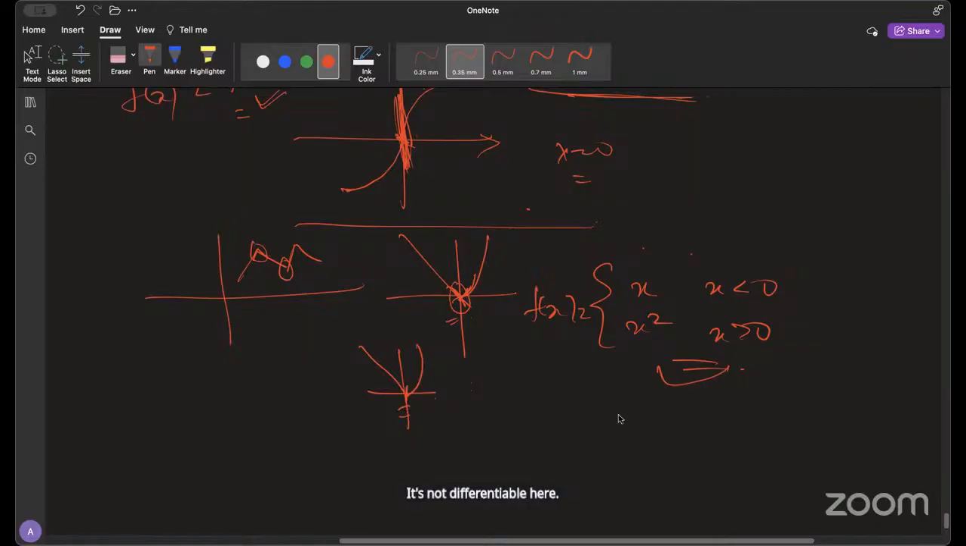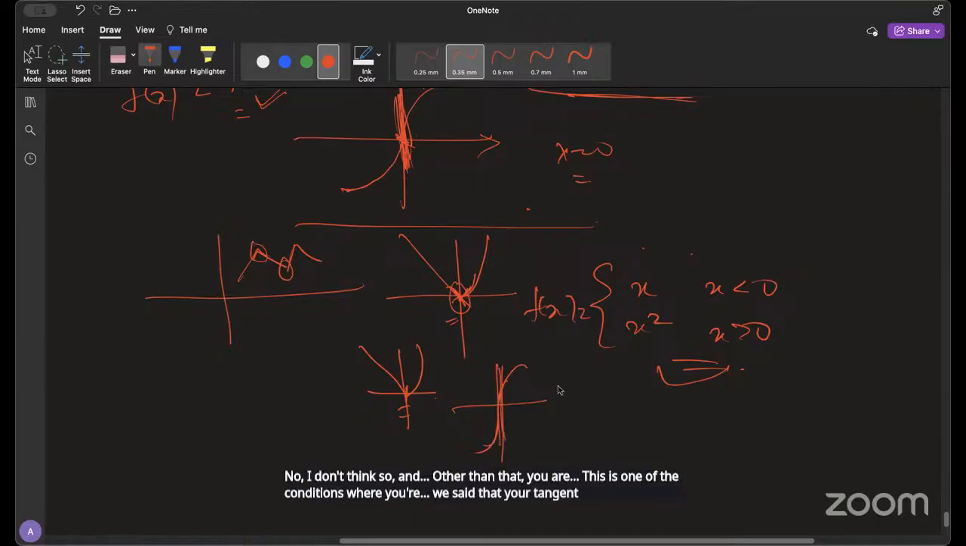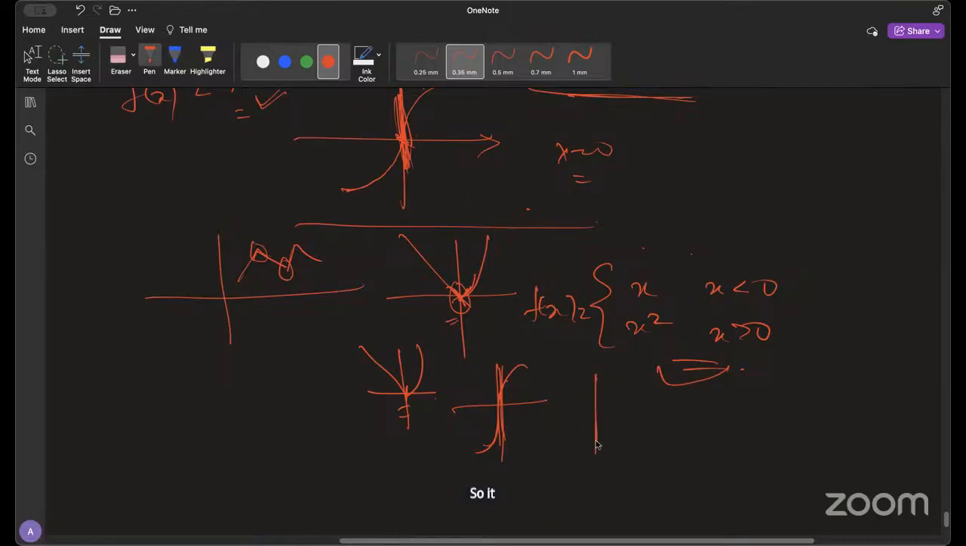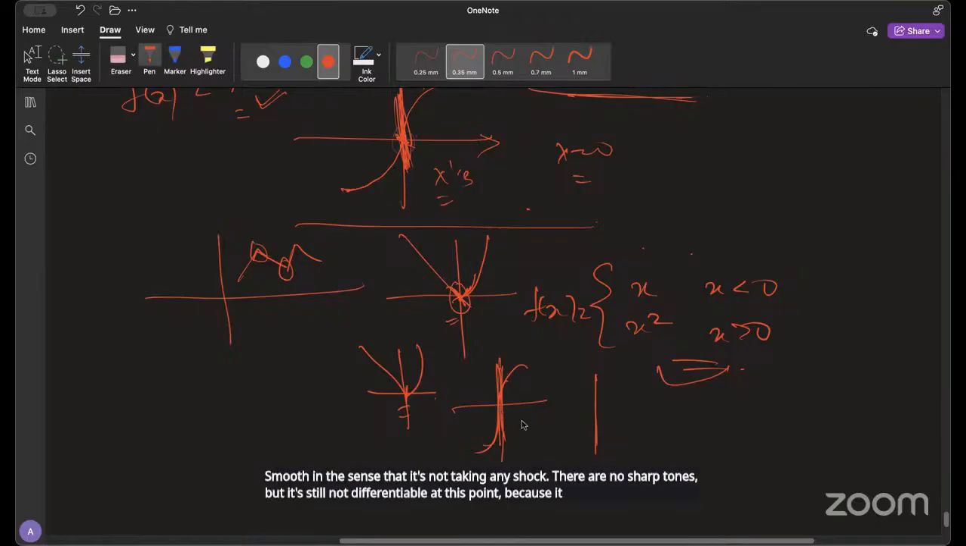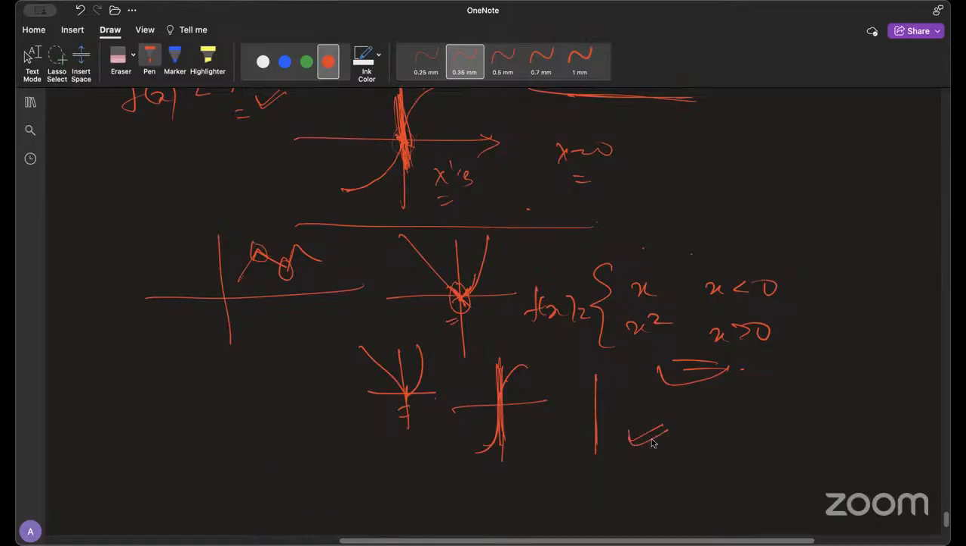Is there any other condition? Other than that, one of the conditions is that your tangent should not be parallel to the y-axis. So it shouldn't be a straight line like this. This graph, if you look at this one, is smooth, in the sense that there are no sharp turns. But it's still not differentiable at this point because the tangent here is parallel to the y-axis. That's one of the other conditions that you can check.